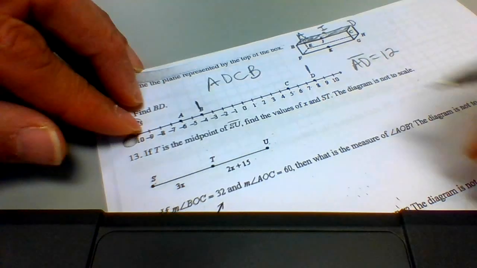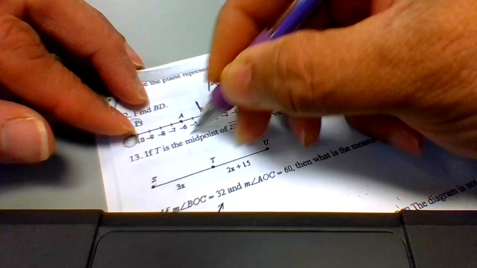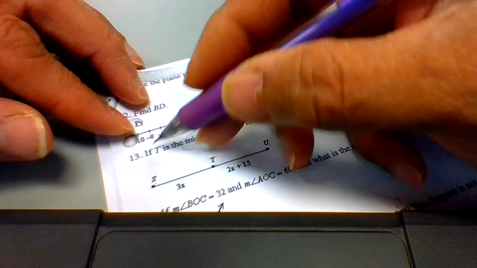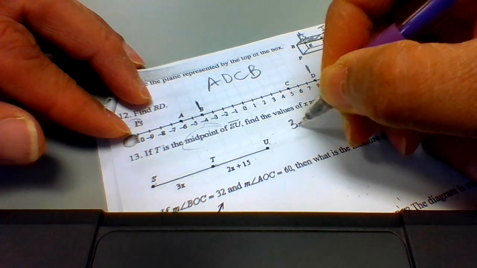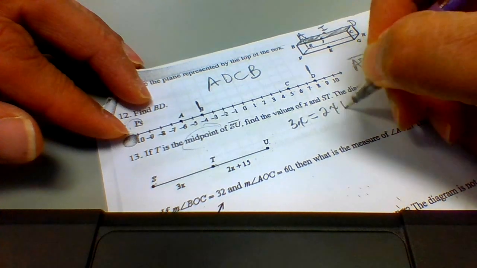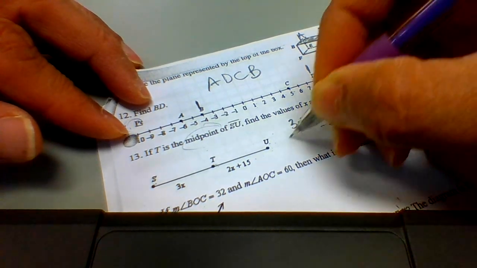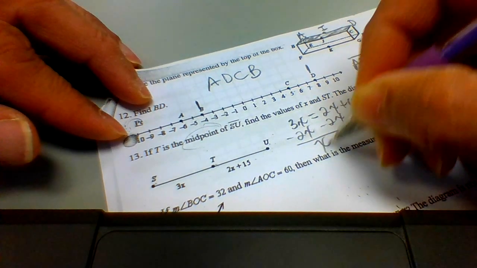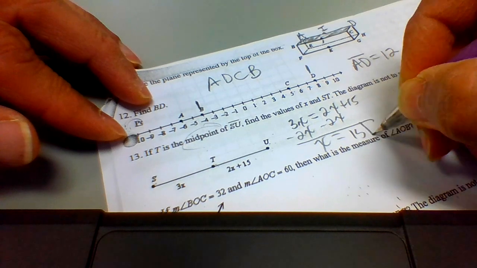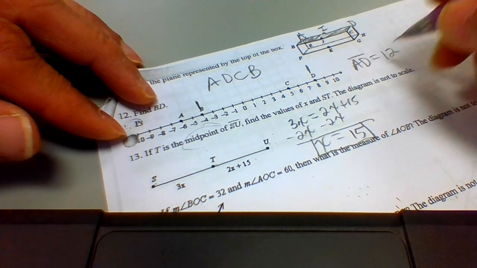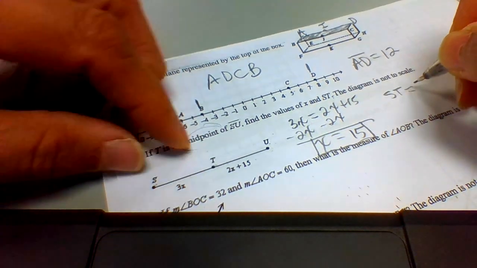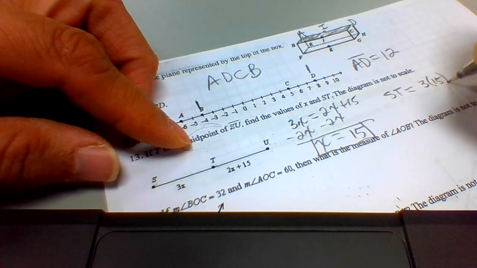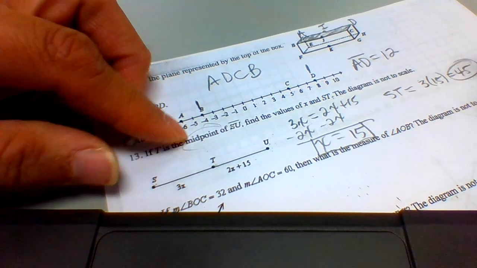So in this problem, it says T is the midpoint. So that means this is in the middle. T is in the middle. So that means this line segment is equal to this line segment. So 3x is going to equal 2x plus 15. Subtract my smaller x. So that'll give me x is equal to 15. All right, so ST, I've got to find ST. ST then is going to equal 3 times 15, which is equal to 45. So ST is equal to 45.